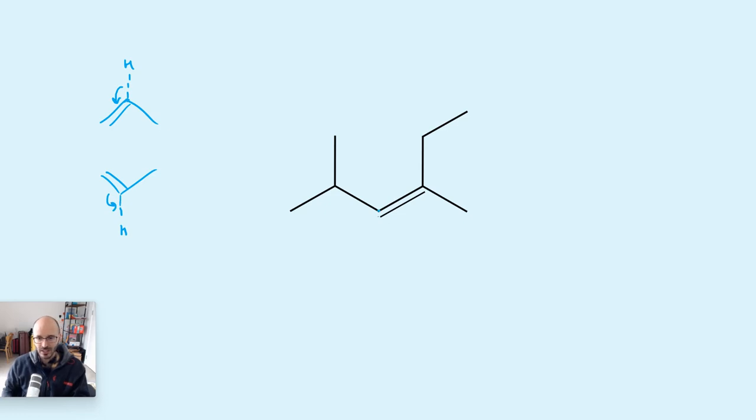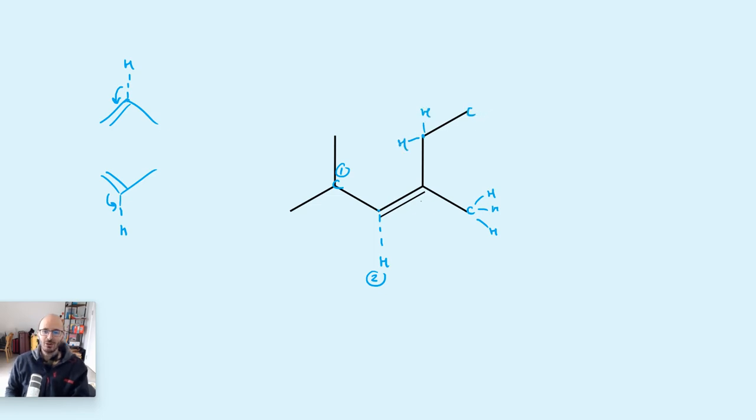What is it bonded to? It's bonded to one hydrogen here and one carbon here. Which one takes priority? The carbon. So priority 1, priority 2. And then this carbon, what is it bonded to? Well, it's bonded to one carbon here, which is bonded to 3 hydrogens. And it's bonded to another carbon here, which is bonded to 2 hydrogens and 1 carbon.